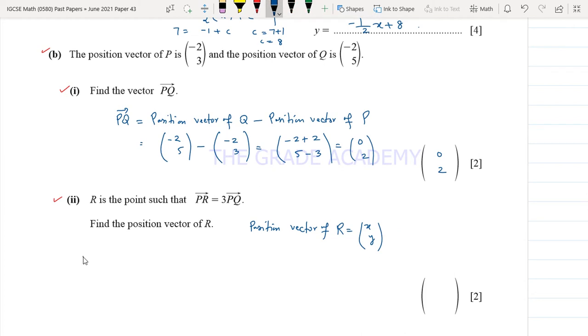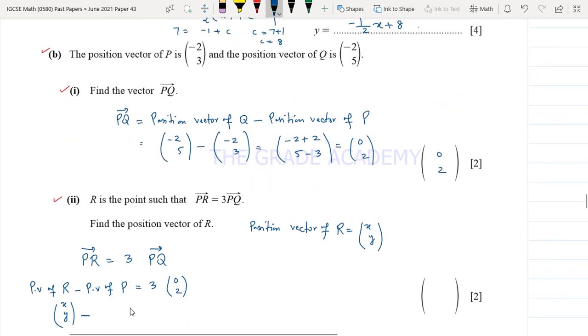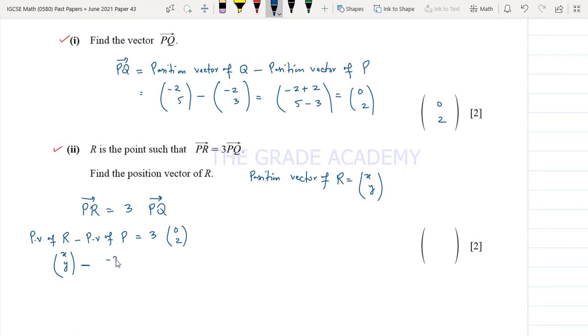Now we are given that vector PR is equal to 3 times vector PQ. So the vector PR can be written as the position vector of R minus the position vector of P, which is equal to 3 times vector PQ. PQ is already found, which is (0, 2), so 3 times (0, 2). The position vector of R is unknown, so this is vector (x, y), minus the position vector of P, which is already known: (-2, 3). This is equal to, now 3 times (0, 2) will be (0, 6), so we multiply 3 with 0 and then with 2.